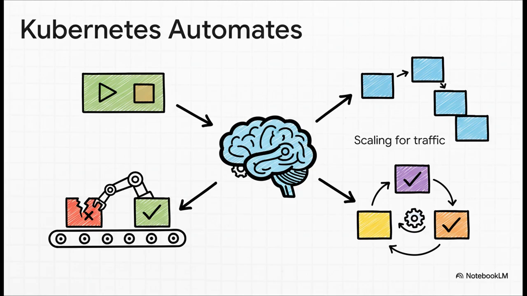Well, Kubernetes automates all the tedious grunt work. It starts our apps, stops them when needed, scales them up automatically when traffic spikes, and, this part is just brilliant, it automatically replaces an application if it ever crashes. It's like the ultimate tireless factory manager that never sleeps.